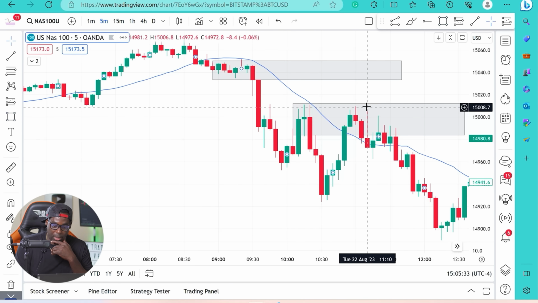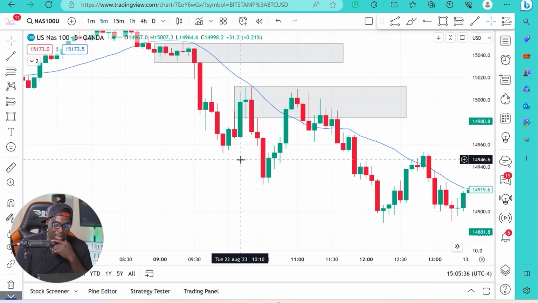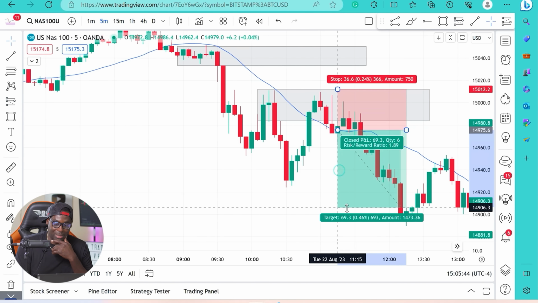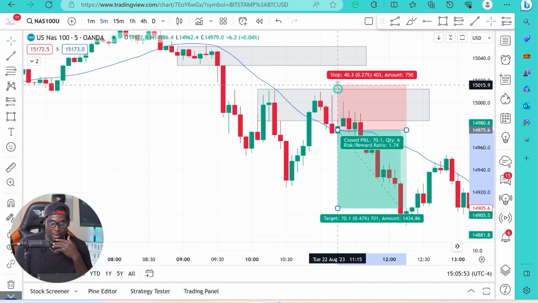Notice how we came here, we had a nice rejection. To me, that's a sign that I need to get in the market. Short position right here, guys, for a nice scalp to the downside. Again, you can look for a rejection, double top, whatever the case is, and you go from there. You can put your stop loss above the zone.